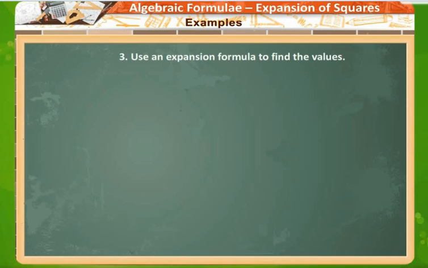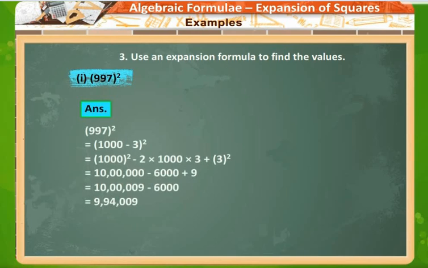Now use an expansion formula to find the value. Now how will we get the values? 997 square. Instead of writing 997, it can be written as 1000 - 3. Why have we taken 1000 - 3? Now this can also be written as 900 + 97, but again the calculation becomes tough. So to make it easier and in the form of squares, 1000 - 3 will give you 997.